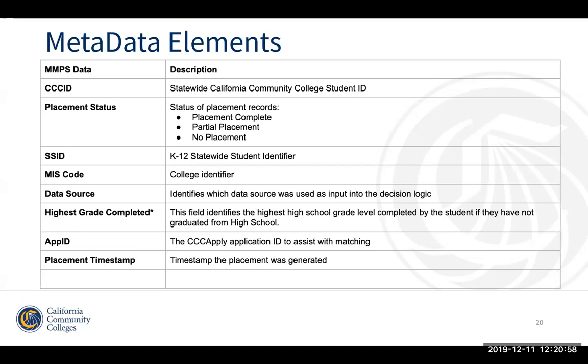The app ID, so this is the CCC Apply application ID. This is designed to assist with matching. We know that we've got some feedback from across the field that students are submitting multiple applications and wanting the ability to successfully match specific MMPS records to the specific application that triggered the MMPS generation. So that is the goal of providing the app ID. And then finally, we provide a timestamp that indicates exactly when the placement was generated itself.